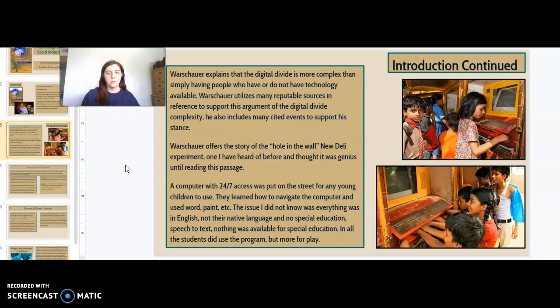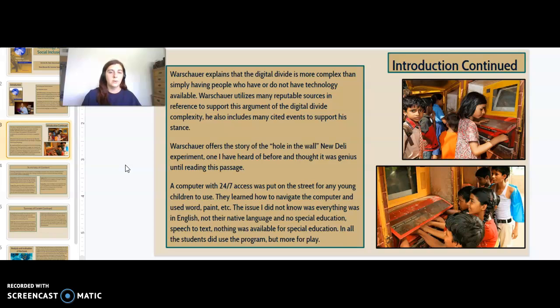While the computer tool was very nice for the students to have, it was a 24-hour access tool that all the students could use. It wasn't sustainable, and as they kept using it, they found that the students were just using Paint and a word processor, and they were starting to use them more as games.